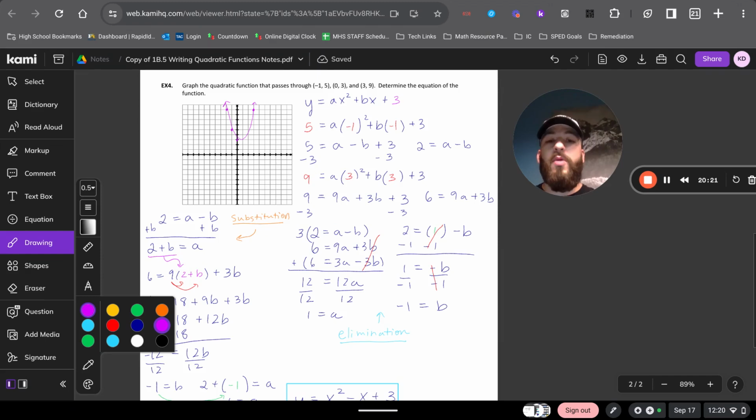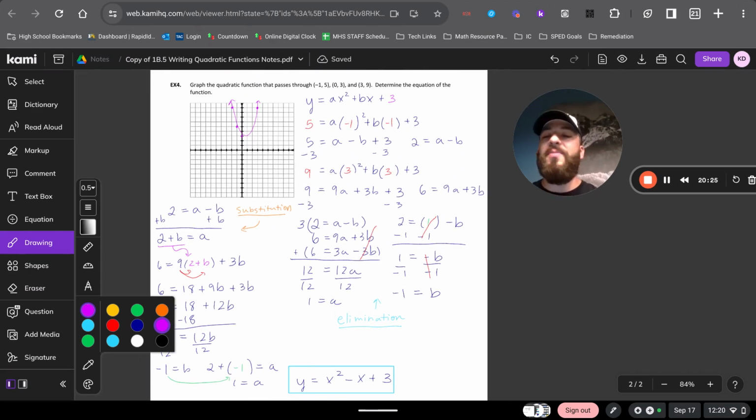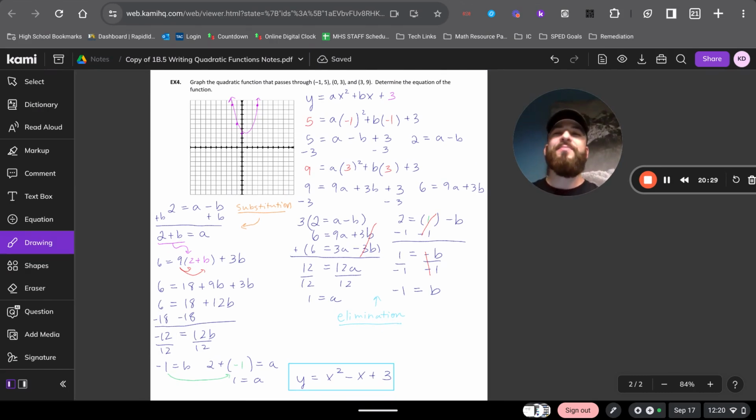All right, y'all. Well, I know this one was a little bit long-winded, especially example 4, but that is writing quadratic functions in a nutshell. Go ahead and complete some practice, and don't forget to make sure you take your exit ticket.